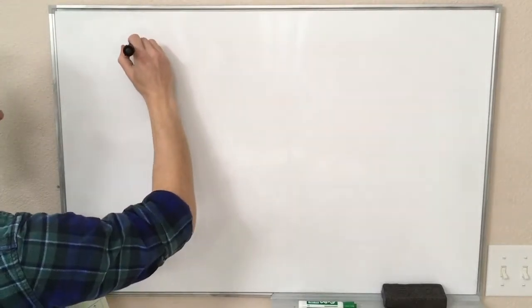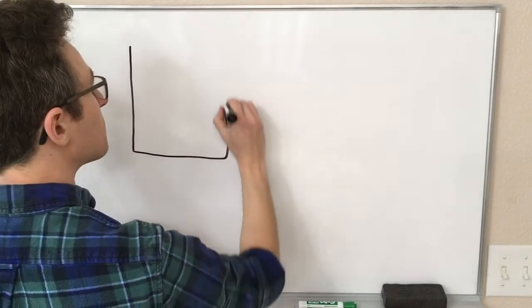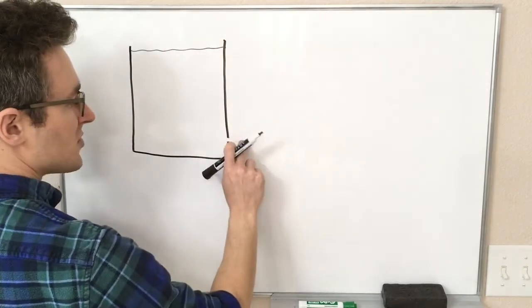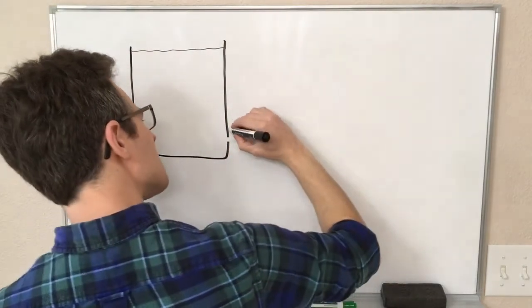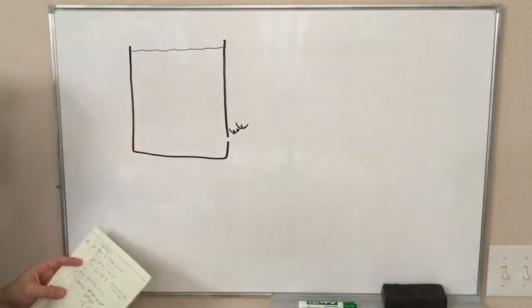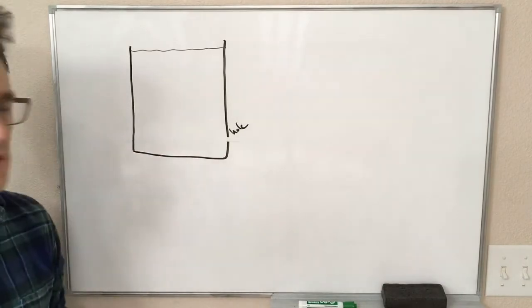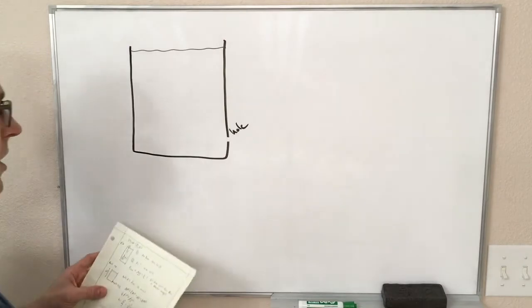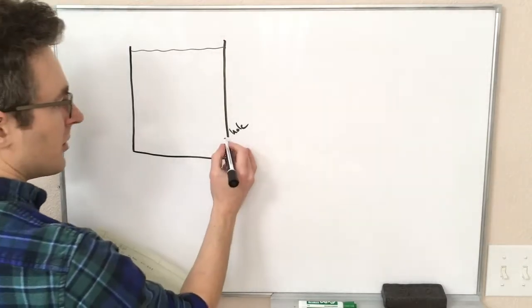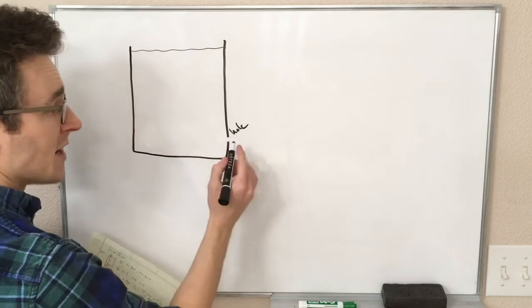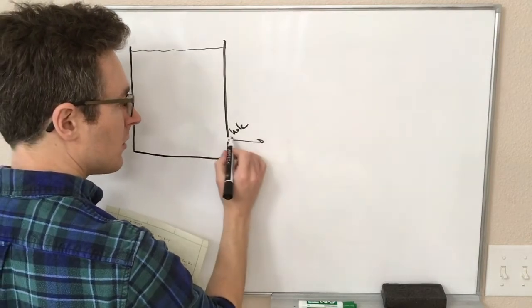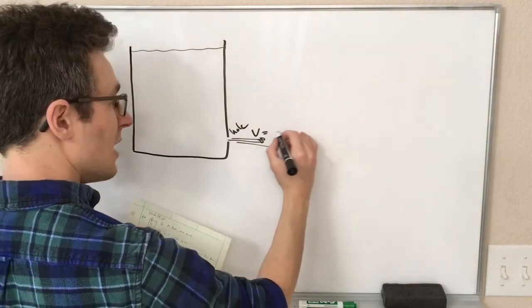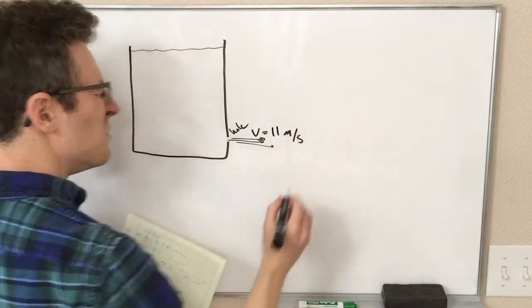So let's say we have that same container of water, but now we punch a hole somewhere towards the bottom. So there's a hole in this container. And I said this is water, obviously it doesn't have to be water, that's just kind of the go-to liquid for these examples. So let's say that we measure the velocity of the fluid coming out of the hole, and we measure the velocity is equal to 11 meters per second.